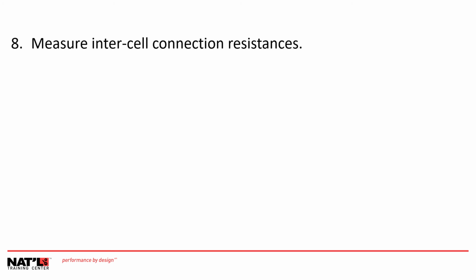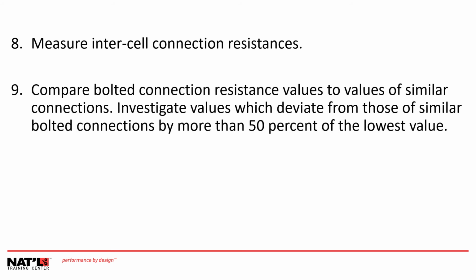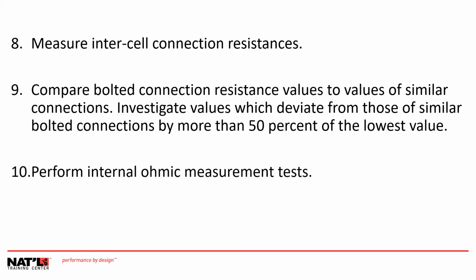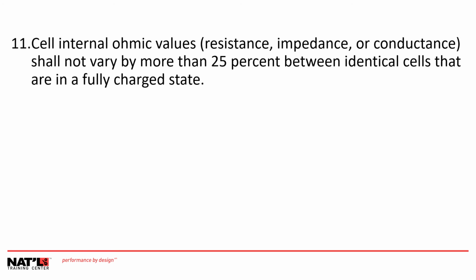Measure intercell connection resistances. Using these, you need to compare them to the bolted connection resistance values of similar connections. Investigate values which deviate from those of similar bolted connections by more than 50% of the lowest value. Perform internal ohmic measurement test. Cell internal ohmic values, whether it be resistance, impedance, or conductance, shall not vary by more than 25% between identical cells that are in a fully charged state.